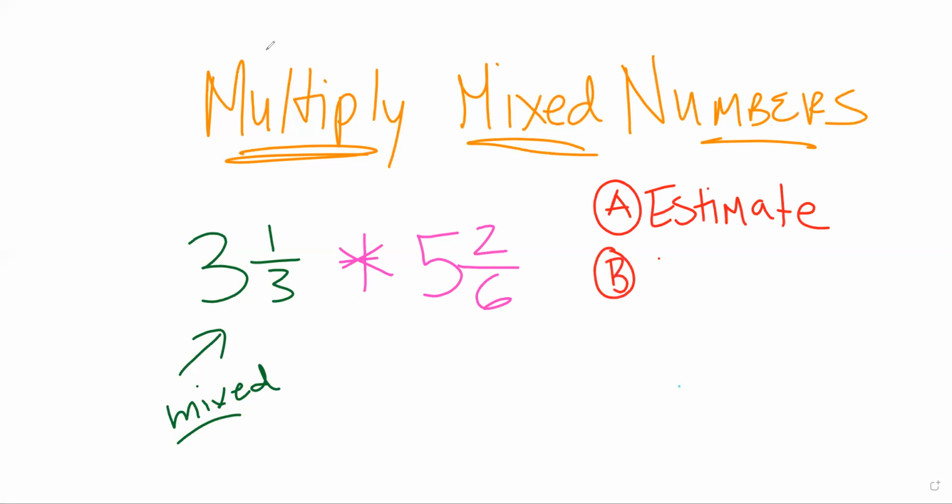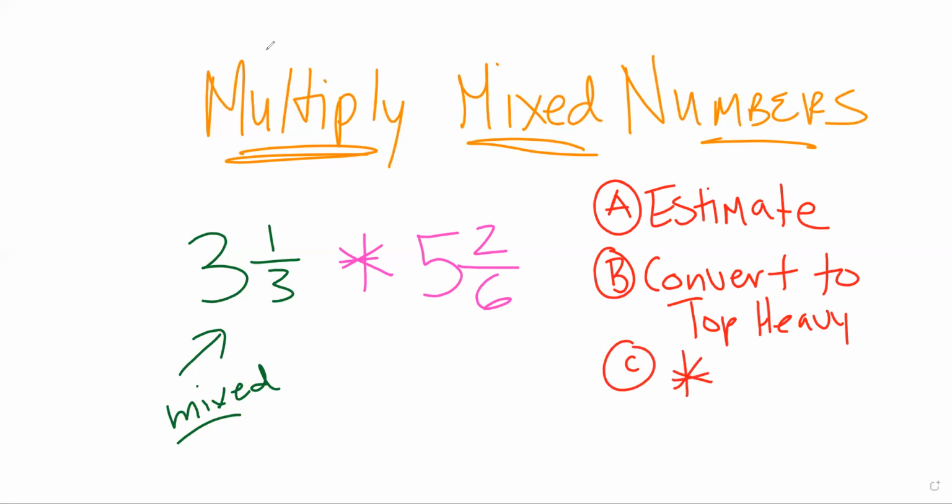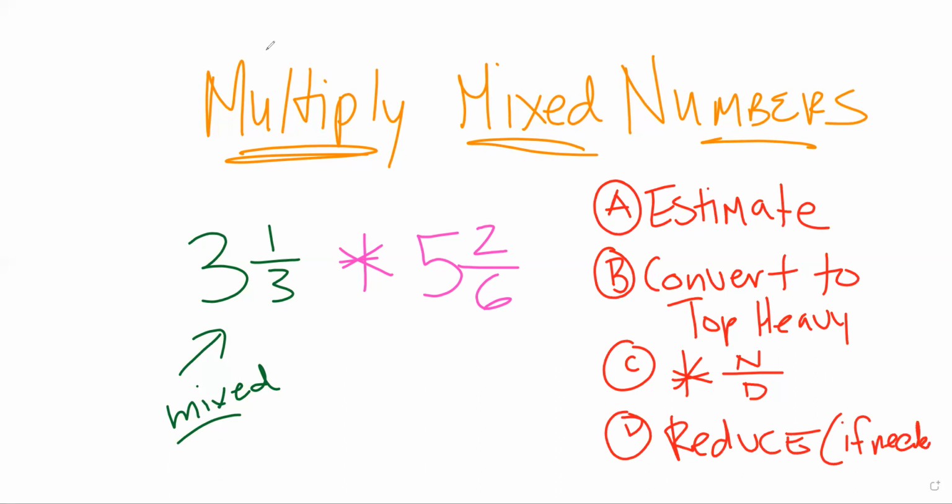Then we're actually going to convert these to top heavy. Then we will multiply our numerators and our denominators. And then finally, we will reduce, if needed, of course. So we're going to follow these steps as we go through this process, again thinking about all the other things we understand about fractions and the tools that help us get to the answers that we want. So let's just dive in and try this out.